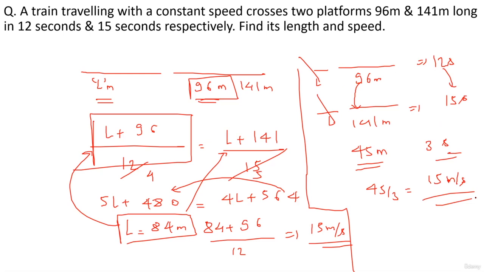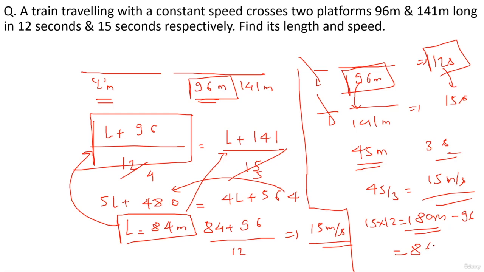Okay. So if its speed is 15 meters per second, in the first case it travels for 12 seconds, right? So how much distance would it have traveled? The distance it will travel is 15 multiplied by 12, which is 180 meters. It traveled 180 meters, out of which 96 meters was the platform itself, right? So what would the train's own length be? 180 minus 96, which gives you the same answer, 84 meters. It's as simple as that.